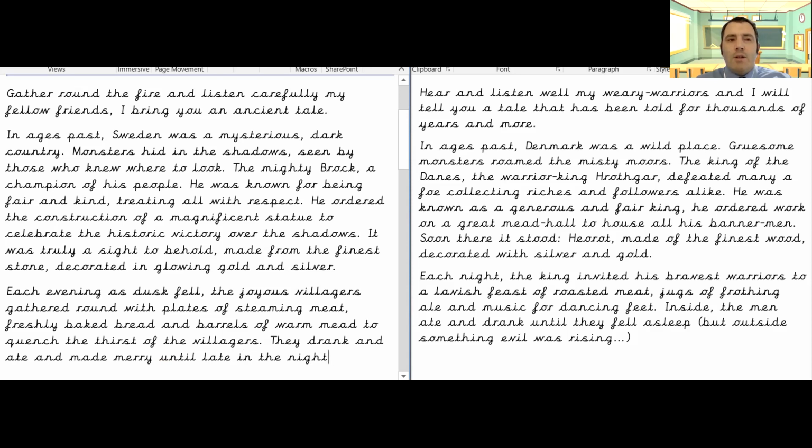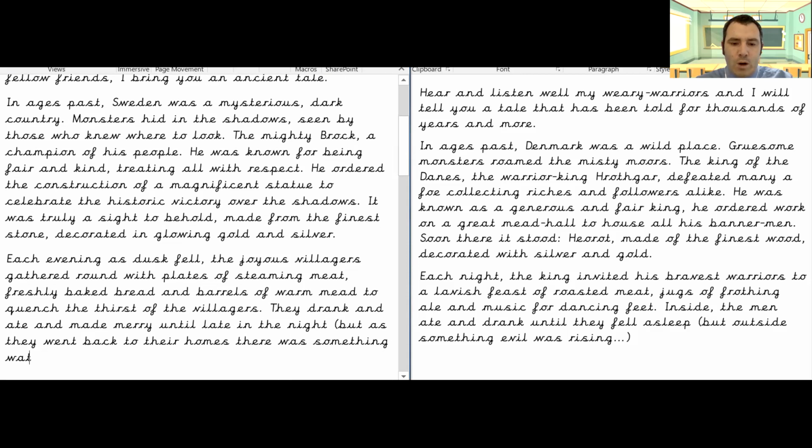Now we need our illusion that's going to finish this paragraph off really nicely. So we go back to our model text. In brackets right at the end, but outside, something evil was rising. I'm going to go with something similar, but as they went back to their homes, there was something watching from the shadows... There we go. So we've got our three dots there to just give you the hint.